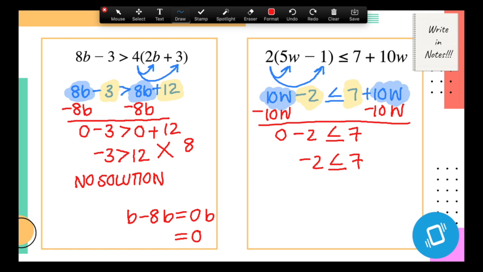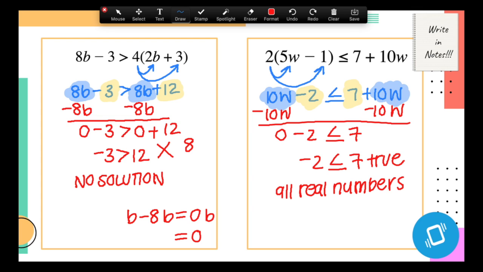Now since negative 2 is smaller than 7, we can say that this is true. The statement that we have here is true, and so we say that we have all real numbers.